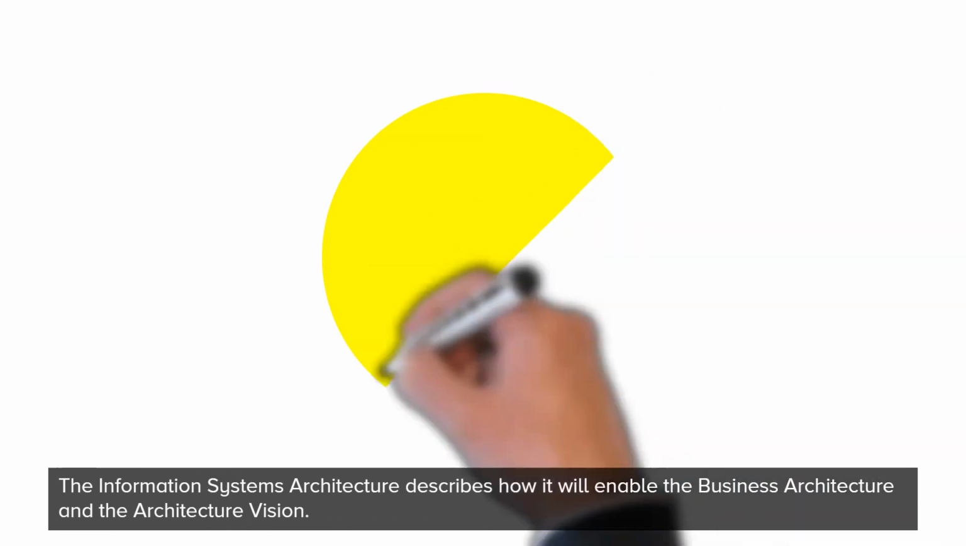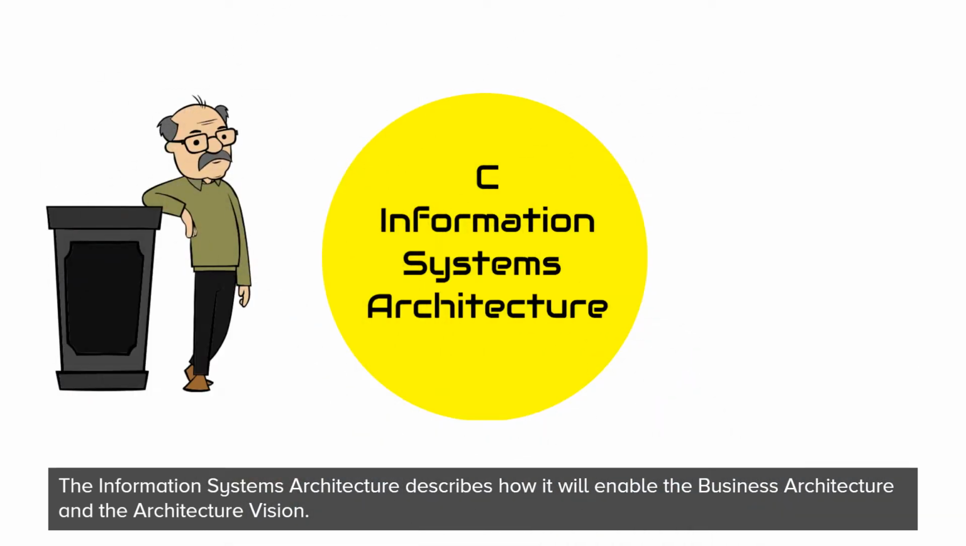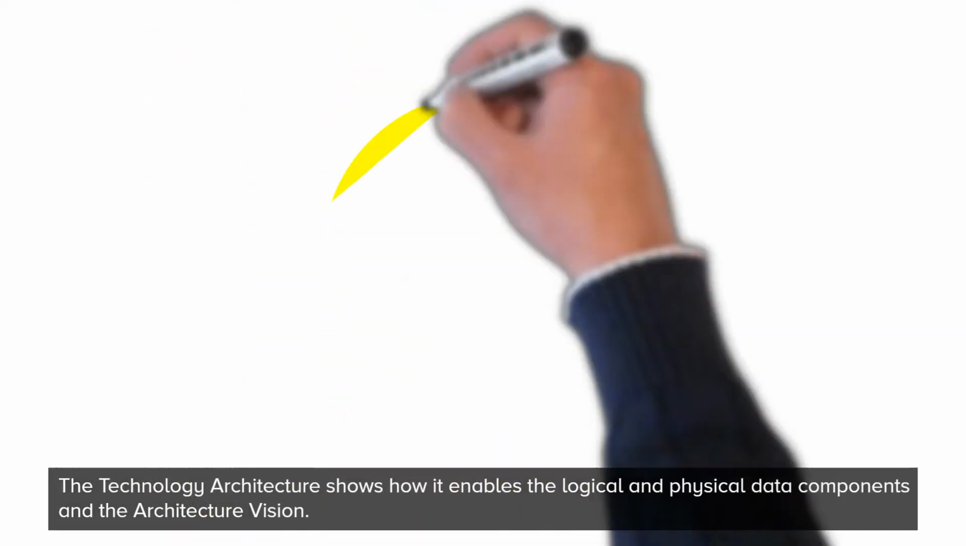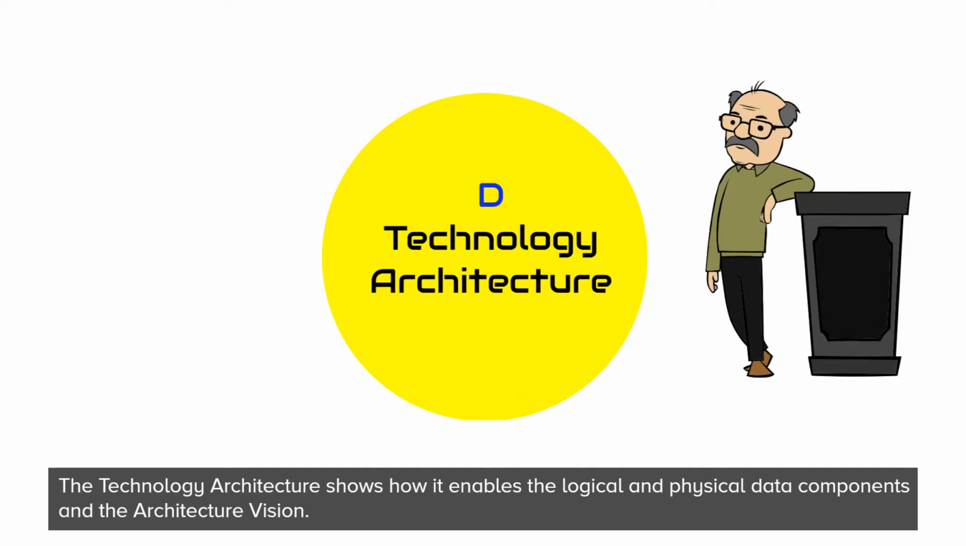The information systems architecture describes how it will enable the business architecture and the architecture vision. The technology architecture shows how it enables the logical and physical data components and the architecture vision.